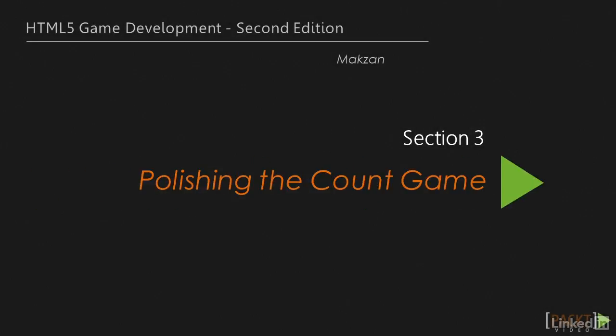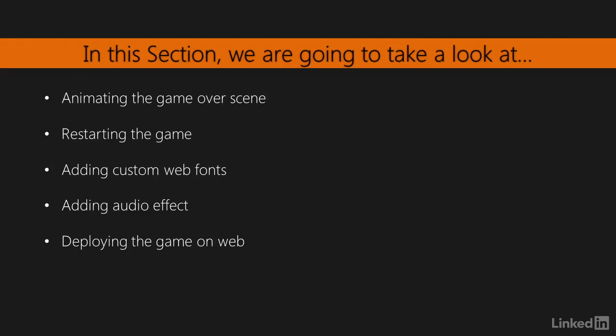In this section, we will polish the count game with several enhancements. We will add animation and interaction to our game objects. We'll allow the player to start over the game. We'll also add custom fonts to our number box. Then, we'll add audio effects. And lastly, we will deploy the game on the web with static site hosting.